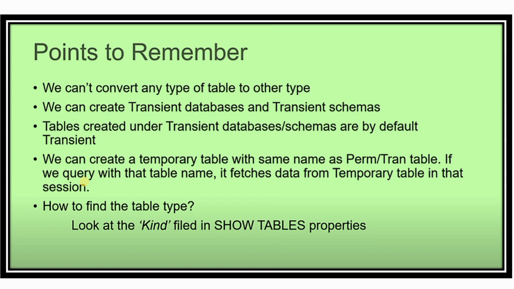Okay, and if you have two tables with the same name, one permanent and one temporary, then whenever you perform a select query, you will be able to access the temporary table in that session. And how to find the table type: you just give show tables or describe table, then there will be one column for the kind. Then you will be able to see which type of table you have. So you can see this by looking at the kind field using show tables or describe tables.